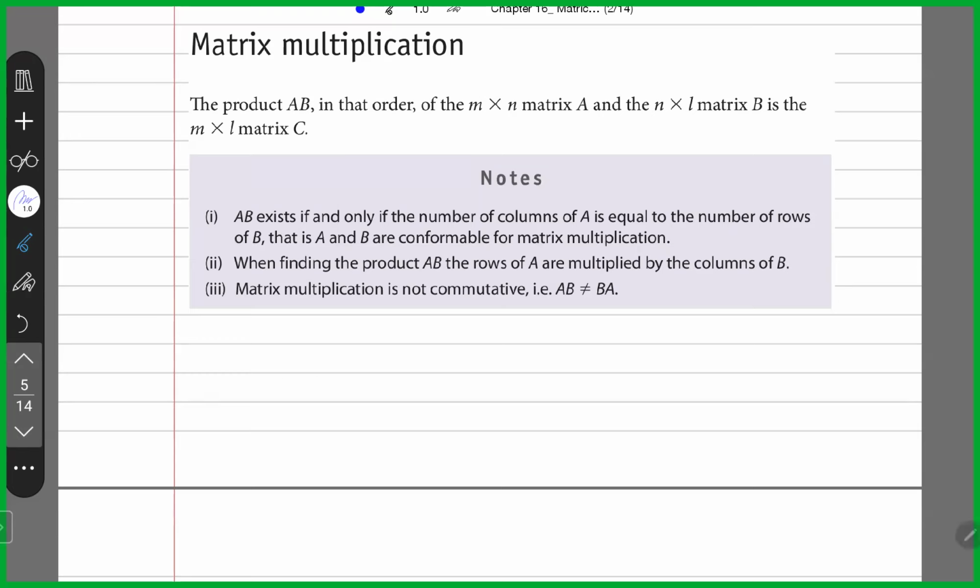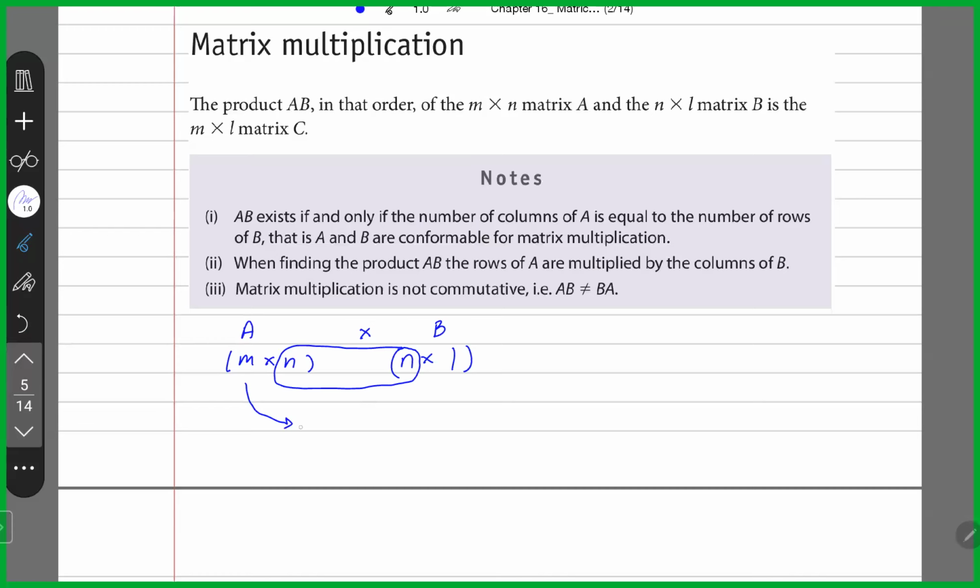Something from CSEC. So here it is telling you that A is an M by N matrix, and you're multiplying it by B, which is an N by L matrix. So this makes them compatible for multiplication, or you can say conformable for multiplication. That makes them compatible.